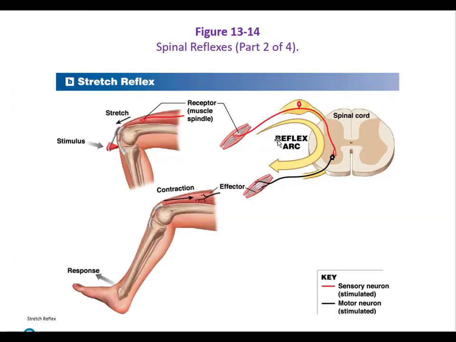So here's the stretch reflex. This would be monosynaptic. So here we have a stimulus. We get our patellar tendon banged with a hammer. This sends sensory information in. It goes all the way up to the motor portion where it synapses and it says, hey, contract this muscle and take the pressure off this tendon. So that would be a monosynaptic stretch reflex.